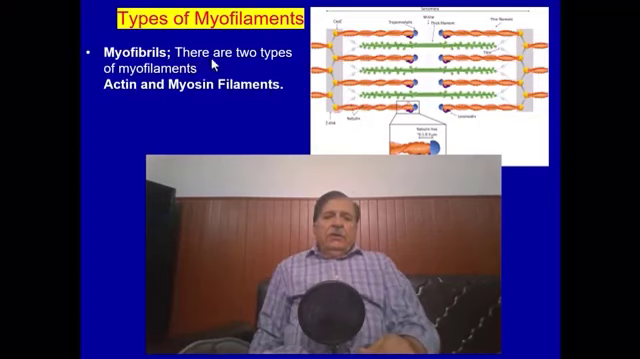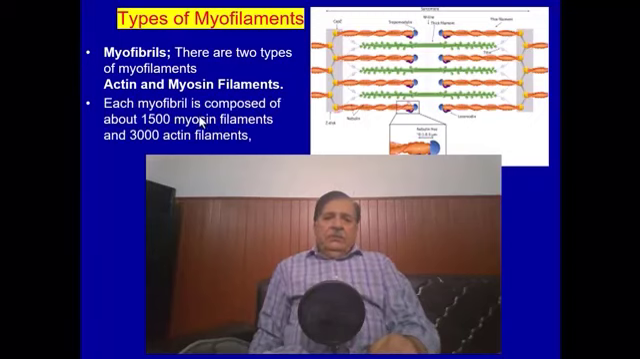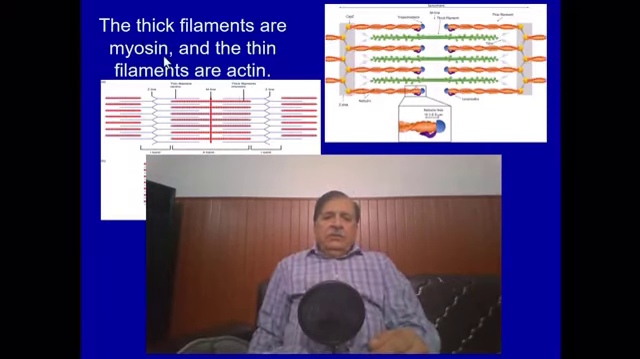Myofilaments: there are two types of myofilaments, actin and myosin filaments. Each myofibril is composed of about 1500 myosin filaments and 3000 actin filaments. These are the actin filaments, 3000 of them. In green color they are myosin, and their count is up to 1500. So the ratio is 1:2. The thick filaments are myosin and the thin filaments are actin.